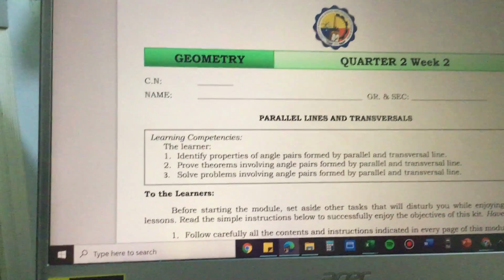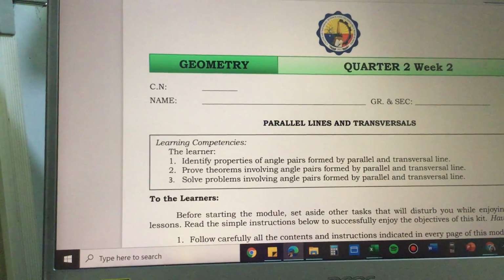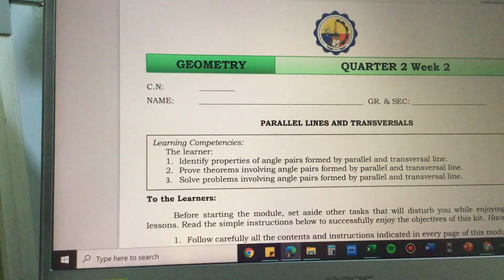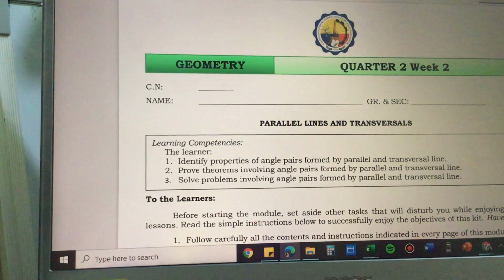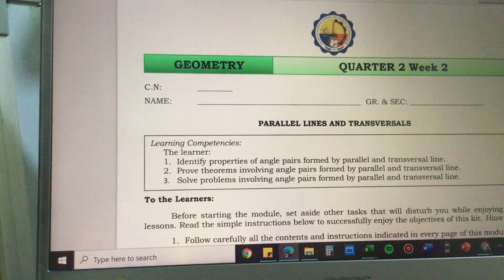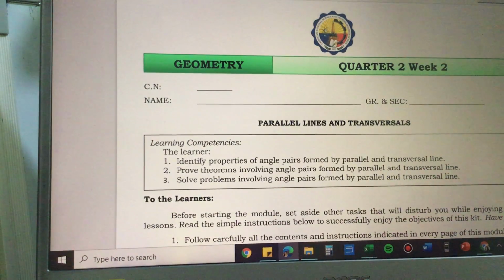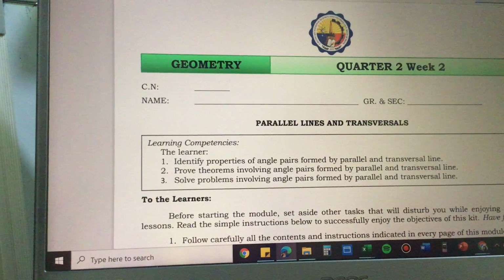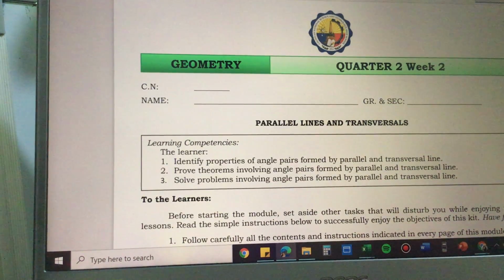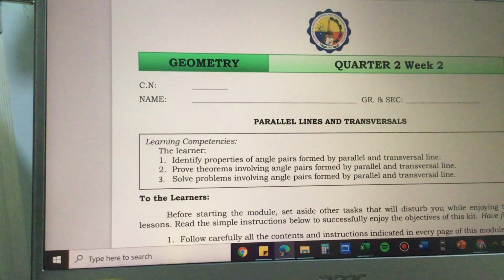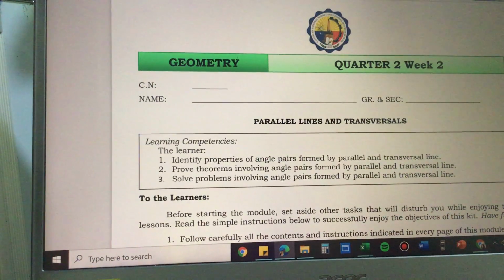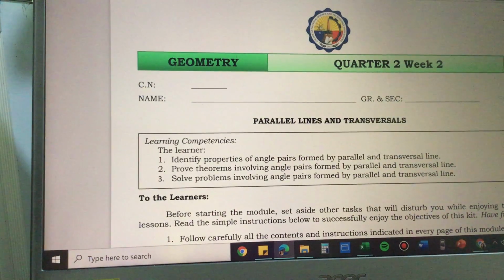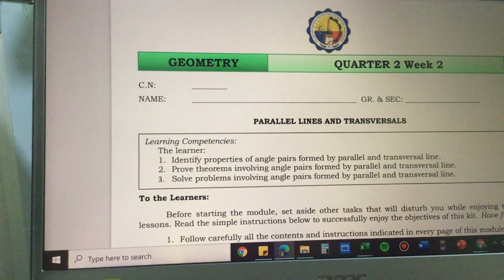Now, for this week, specifically, we will learn these three competencies: to identify properties of angle pairs formed by parallel and transversal line. So, dito, focus na tayo sa parallel lines lang sa transversal. So, wala tayong mai-encounter na yung transversal, nagpa-pass through siya sa coplanar lines na nag-i-intersect. So, puro lang tayo parallel lines then transversal.